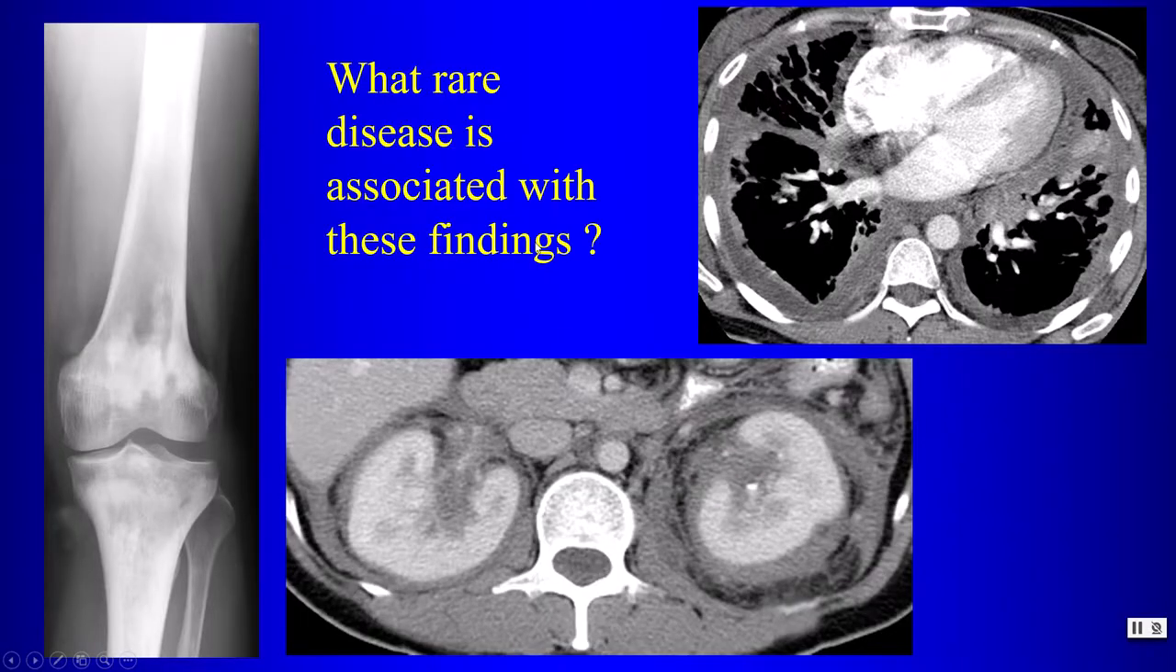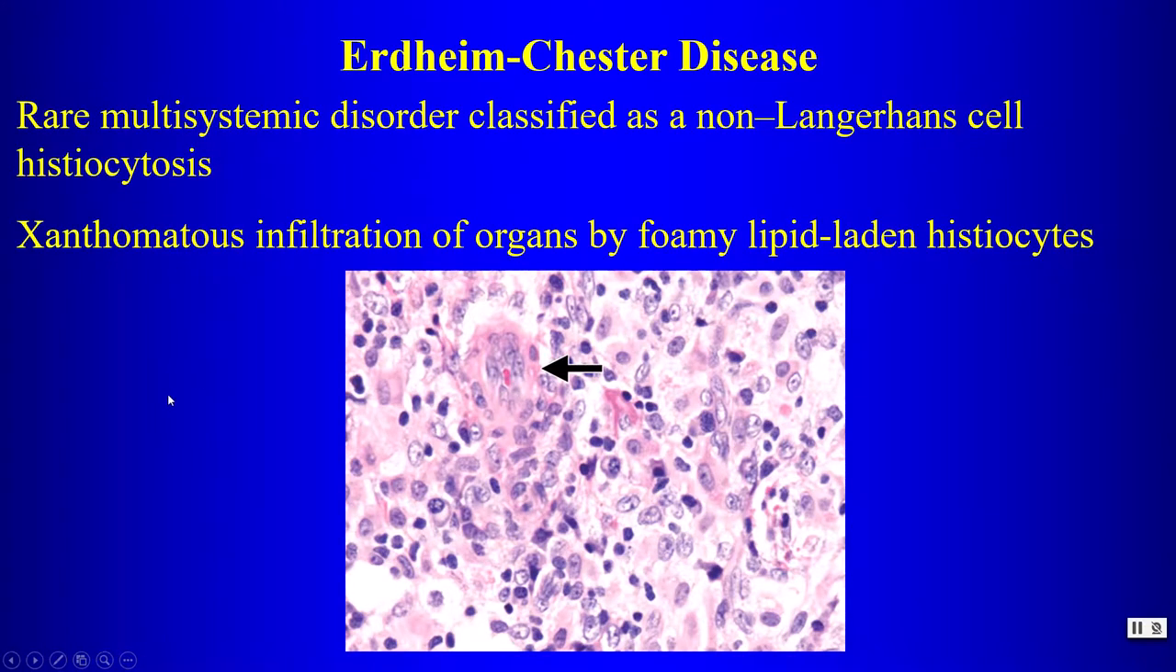Now, what rare disease can be associated with these findings? We have these sclerotic lesions within the long bones. We have this pleural thickening here and some pleural effusion. And also in the retroperitoneum, we have this circumferential thickening of the soft tissue surrounding the kidneys. This is an example of Erdheim-Chester disease, a rare multisystemic disorder classified as a non-Langerhans cell histiocytosis.